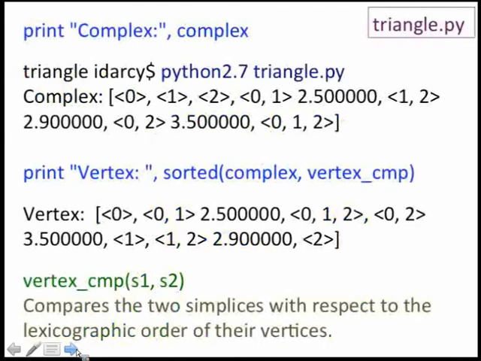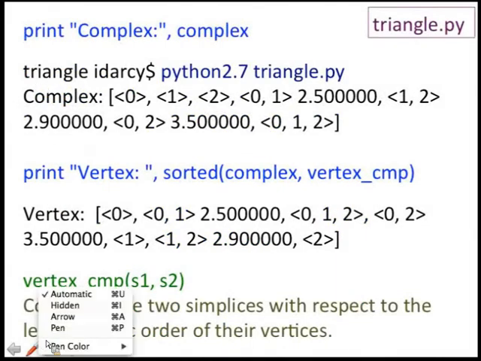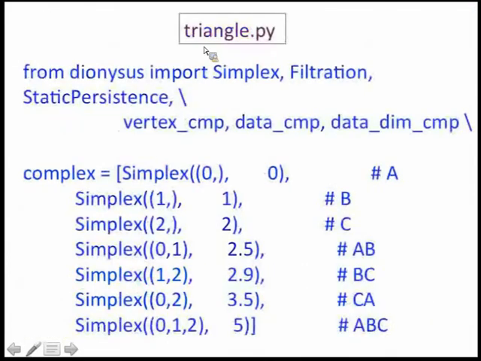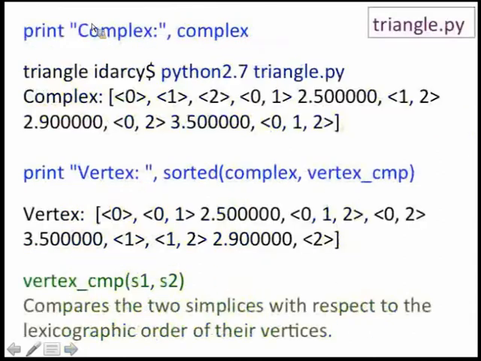We now have a complex. The next thing, so on here, all the blue is code that's actually in the triangle.py. So I now have broken this up. I was showing you part of the file, triangle.py, and now I'm showing you more of it, but only a piece at a time.